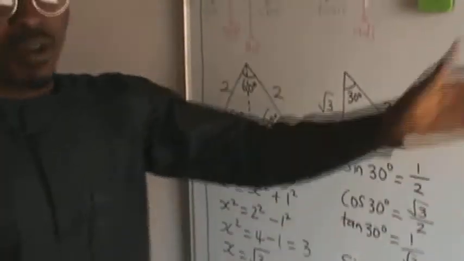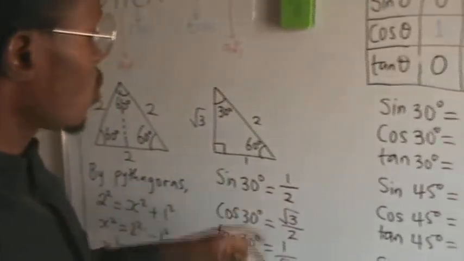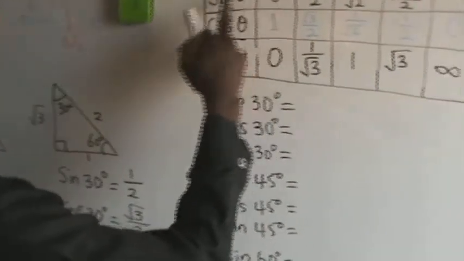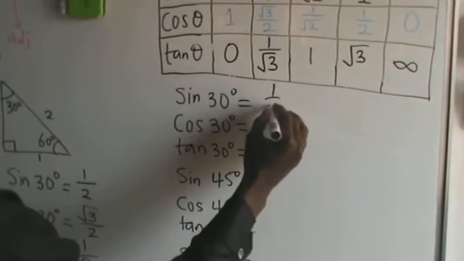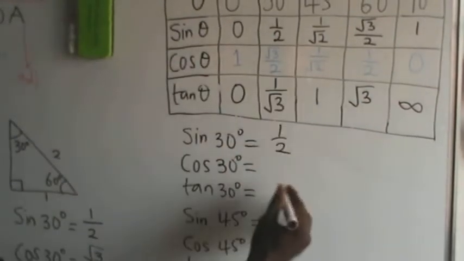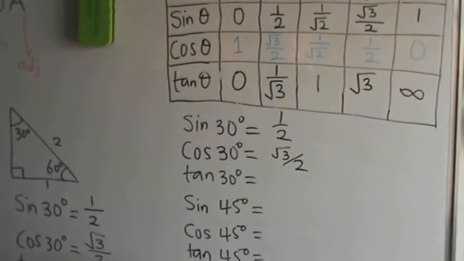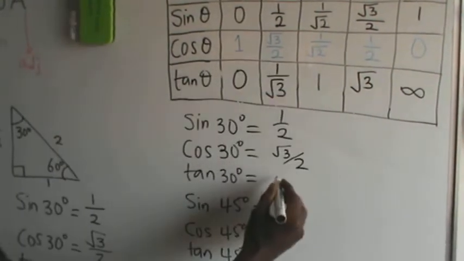Alright? Now going back to the other part of the board, we're going to have that what? Our sine 30 is what? 1 over 2. Is that correct? Yes, sine 30 is correct. Our cos 30 is root 3 over 2. Our cos is correct. Our tan 30 is 1 over root 3. Tan 30 is 1 over root 3.